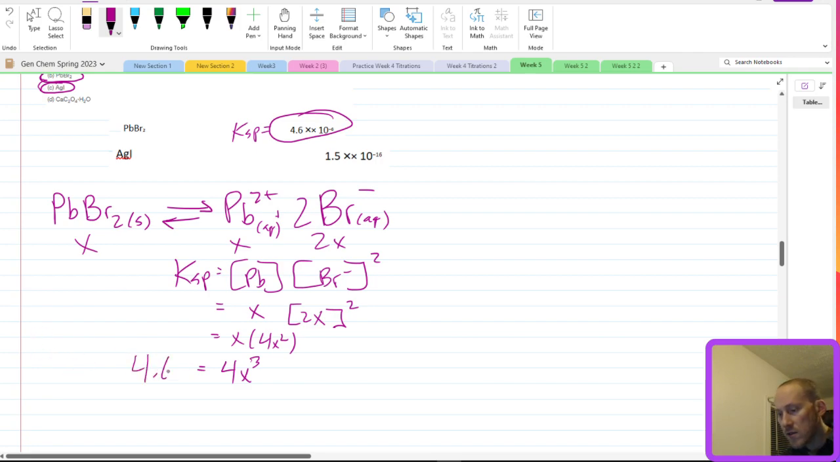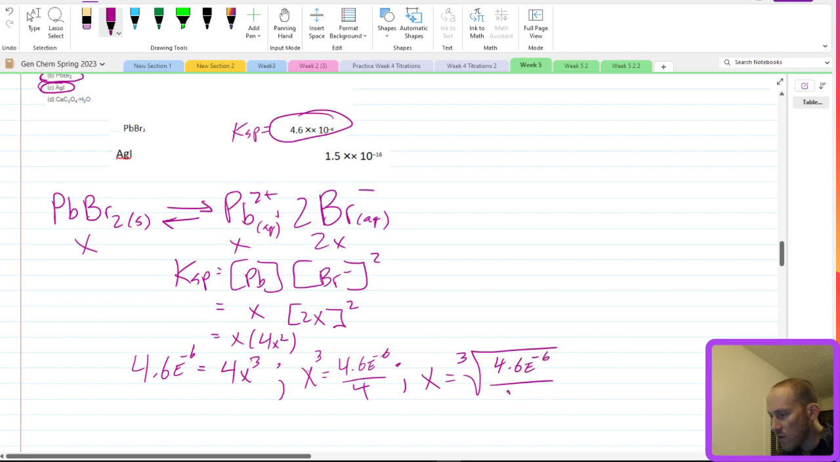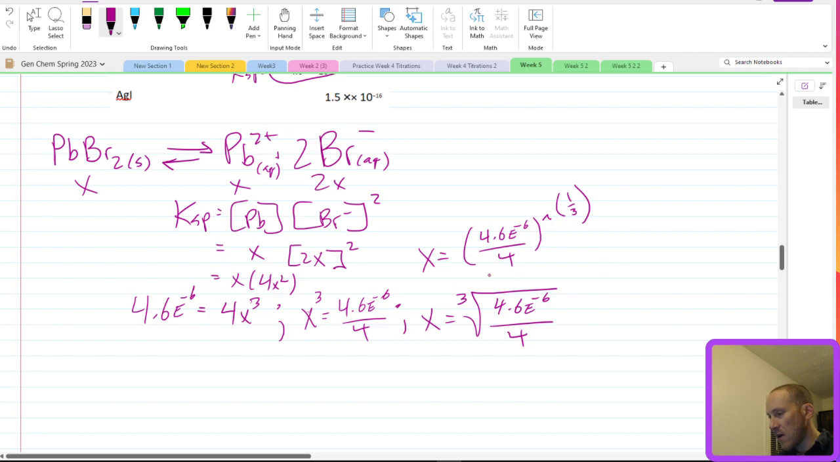So if 4.6 times 10 to the minus 6 equals 4x cubed, then it must be that x cubed equals 4.6 times 10 to the minus 6 divided by 4, and therefore x equals the cube root of 4.6 times 10 to the minus 6 over 4. By the way, that is the same thing as raising it to the 1/3. Your calculator might work better if you do it like this. That's the same thing as a cube root. You probably already know that, but if you don't, or you needed the reminder, that is how I frequently would do this in my calculator. I would have this divided by that, and I would take the answer of that to the 1/3.